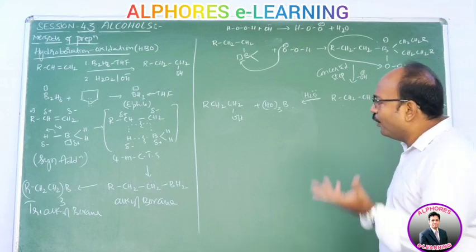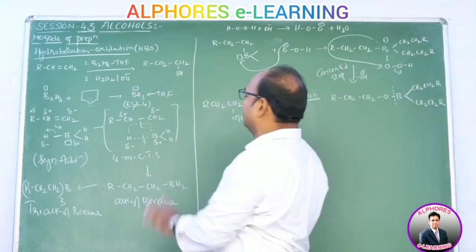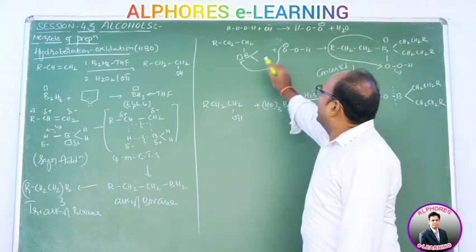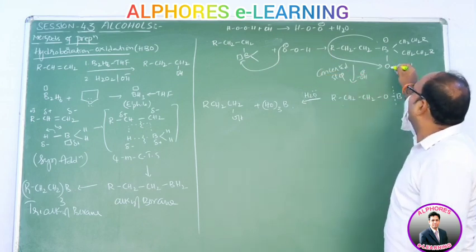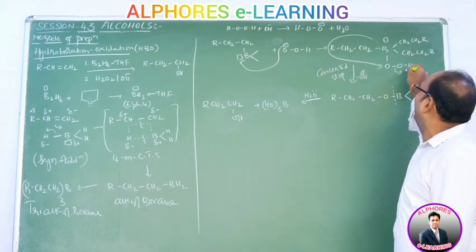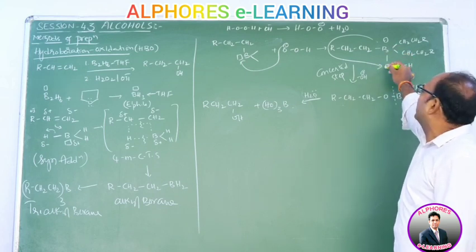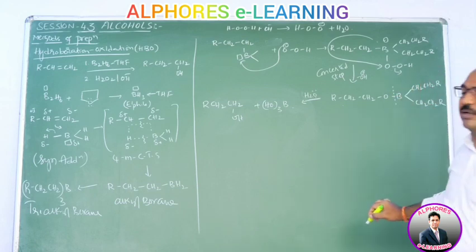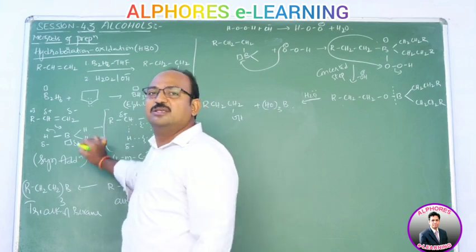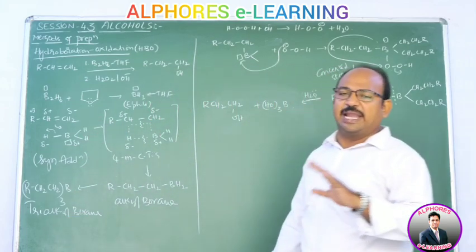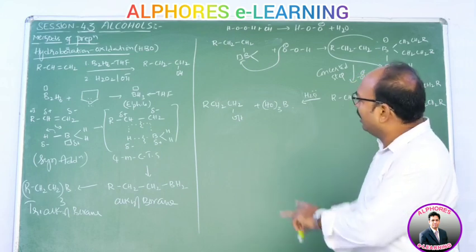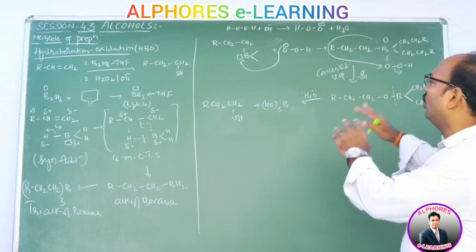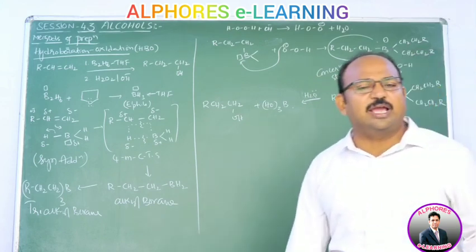Now have a look here. First, hydroboration is a syn addition. In whichever direction boron leaves, in the same direction the alkyl group migrates. Hence, we cannot say the oxidation is syn or anti addition; overall, only hydroboration we can say is syn addition. Second point, there is no formation of carbocation. Since there is no formation of carbocation, there is no rearrangement.